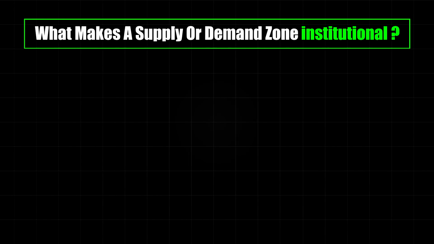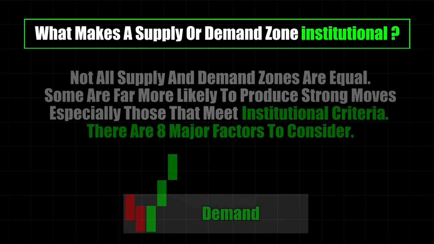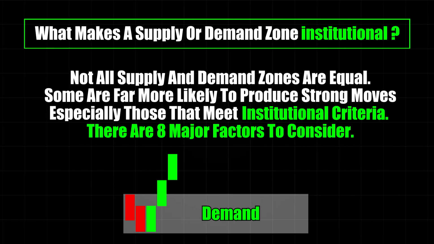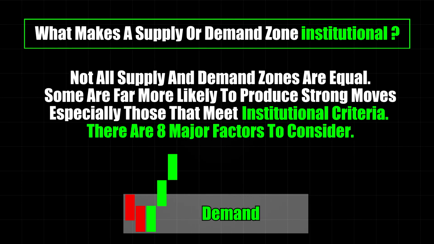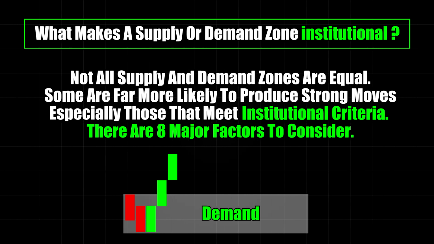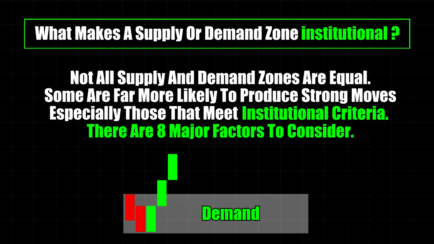So, what makes a supply or demand zone institutional? Not all supply and demand zones are equal. Some are far more likely to produce strong moves, especially those that meet institutional criteria. There are 8 major factors to consider, and here are the first 2.